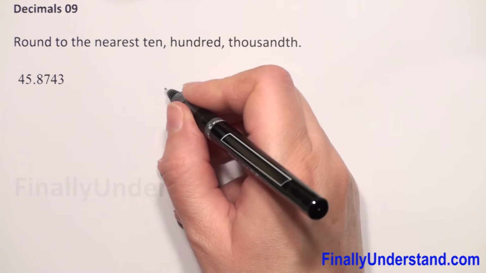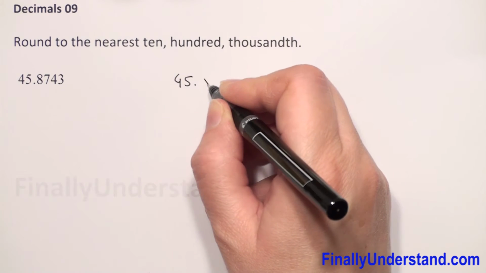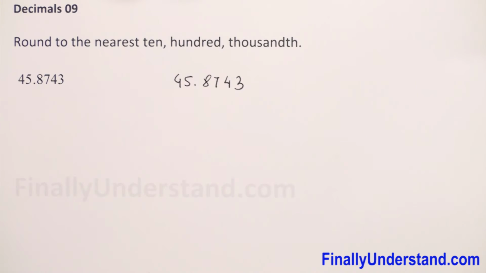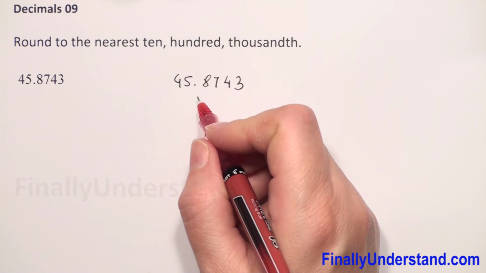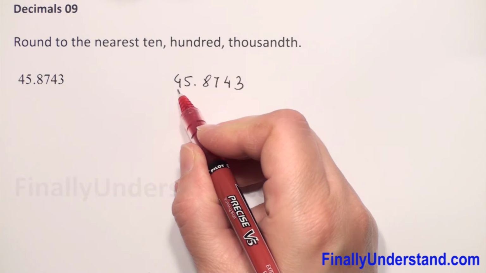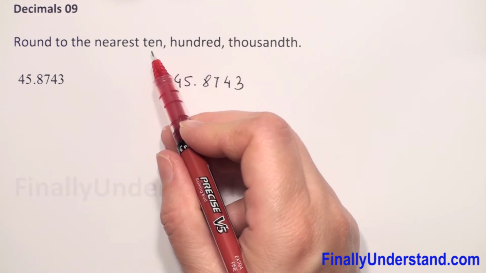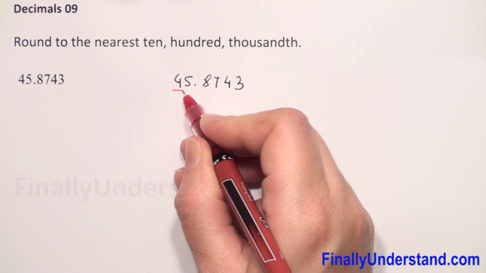So let me copy our example one more time. 45.8743. Like I said, we need to find the tens. When we move to the left from the decimal point, each position is 10 times bigger. So we have ones, tens is next. So we round to the nearest 10. So we underline the 10.